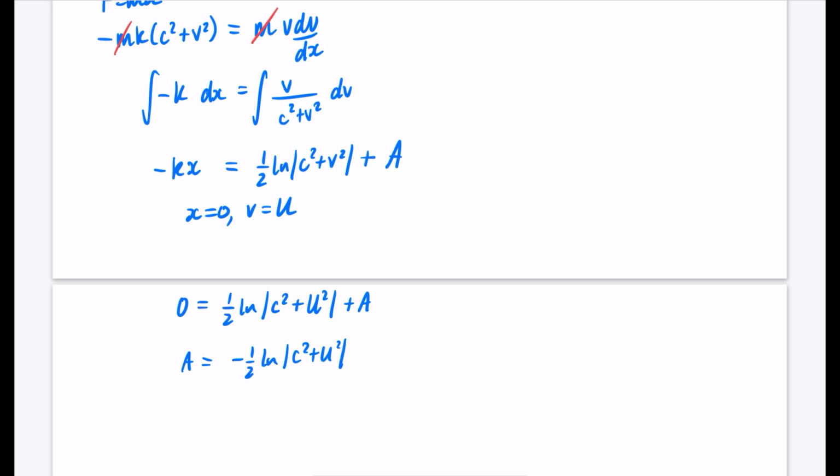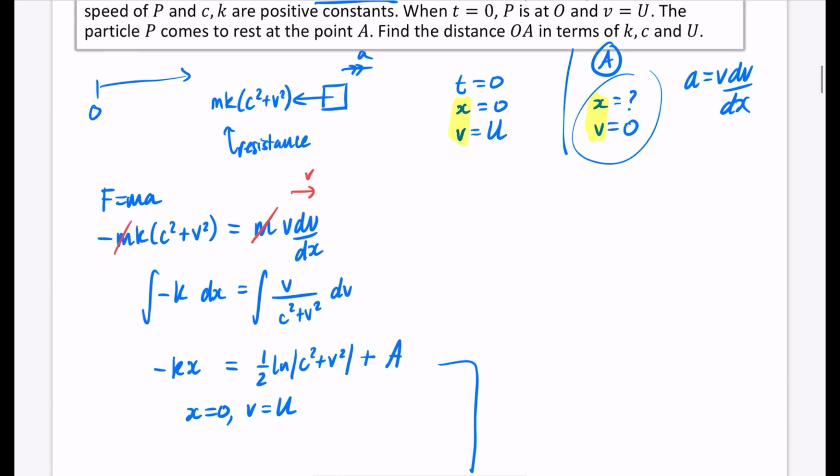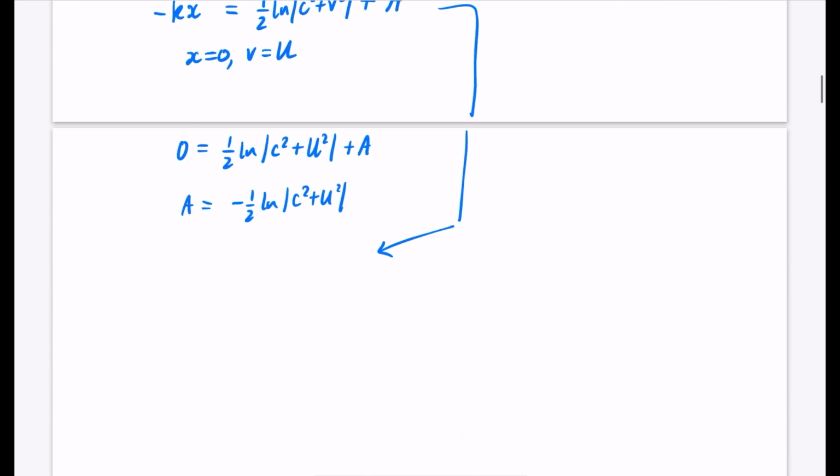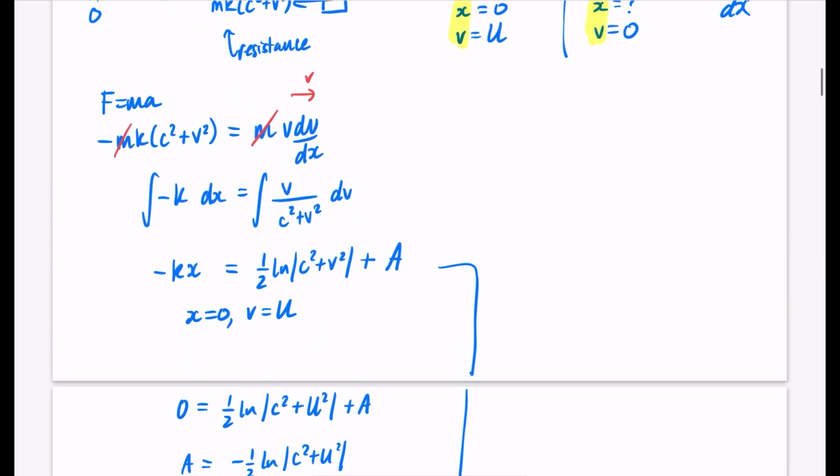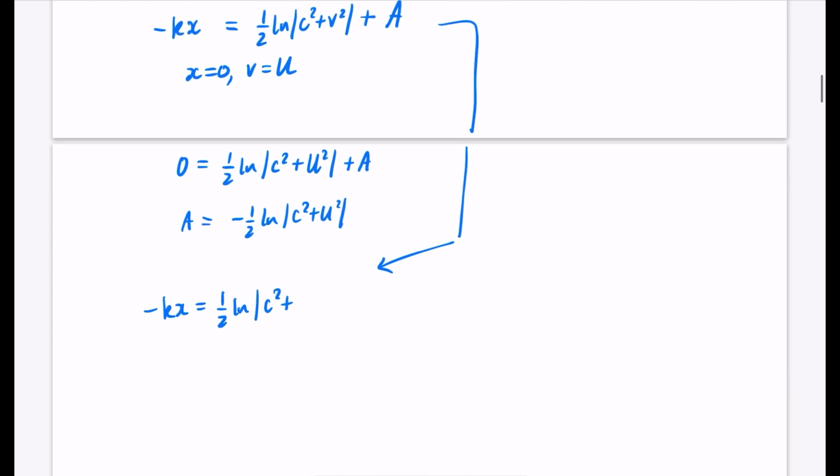So I'm now going to take this equation that we've got here, let's put it over here, and I'm going to just solve the problem with this. I'm going to say that v is equal to 0, what is x equal to? So minus kx equals a half ln of c squared plus, I've said that v is going to be 0, so I'm just going to say c squared, half ln c squared, plus a, which is minus a half ln c squared plus u squared.